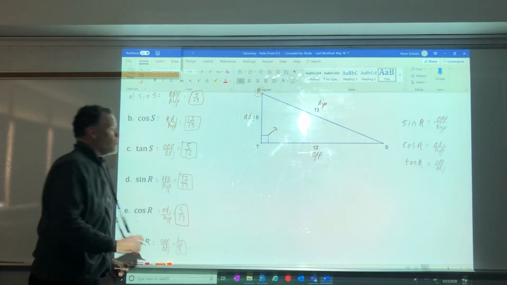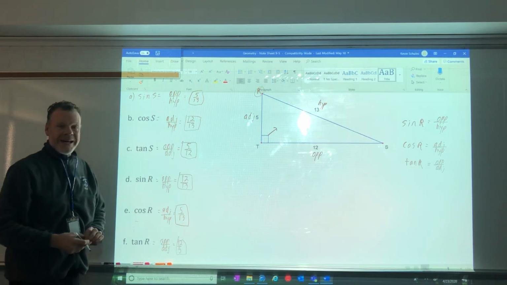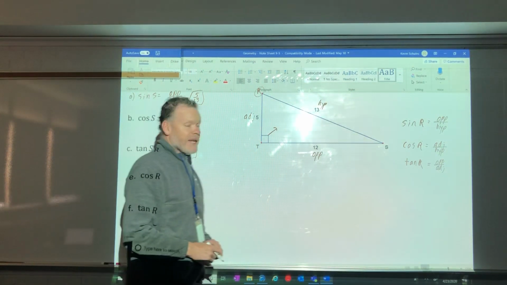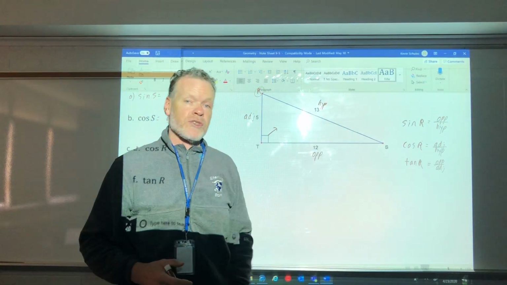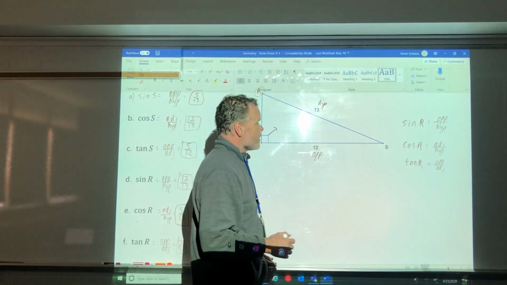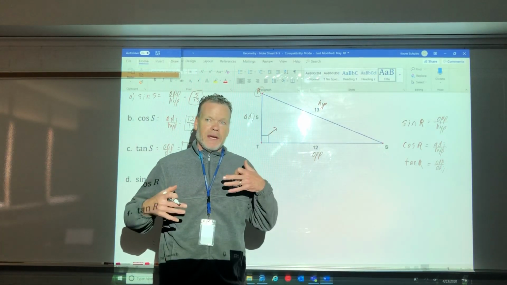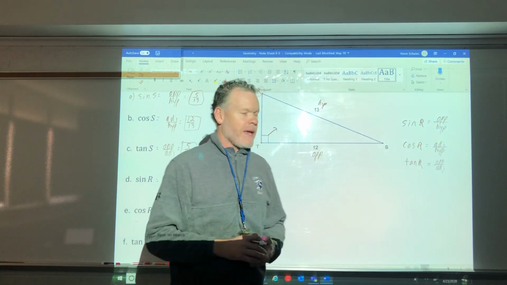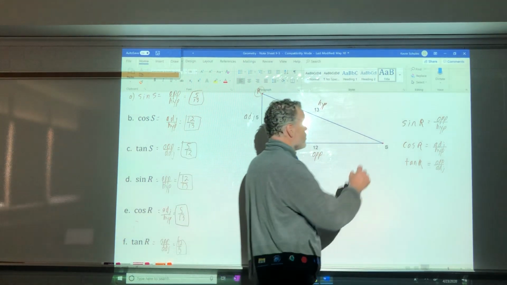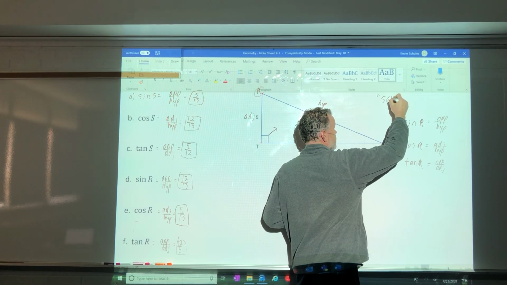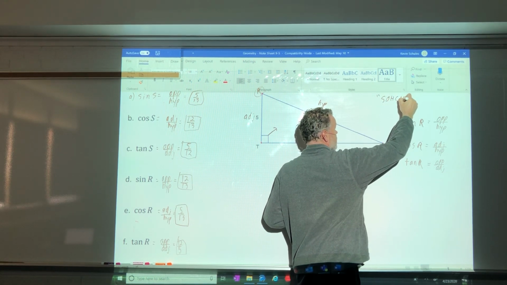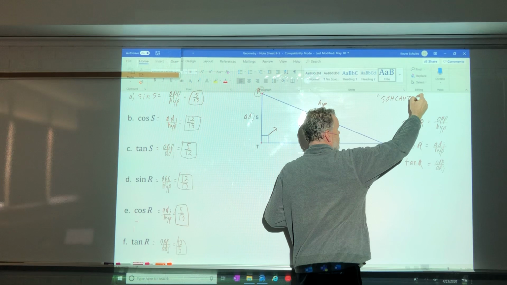So those are your trig ratios and how you're going to handle each angle. And this is a little trick. When we do this, you'll be able to look back and look at your trig ratios. A phrase that helps you remember that is something called SOHCAHTOA. SOHCAHTOA.